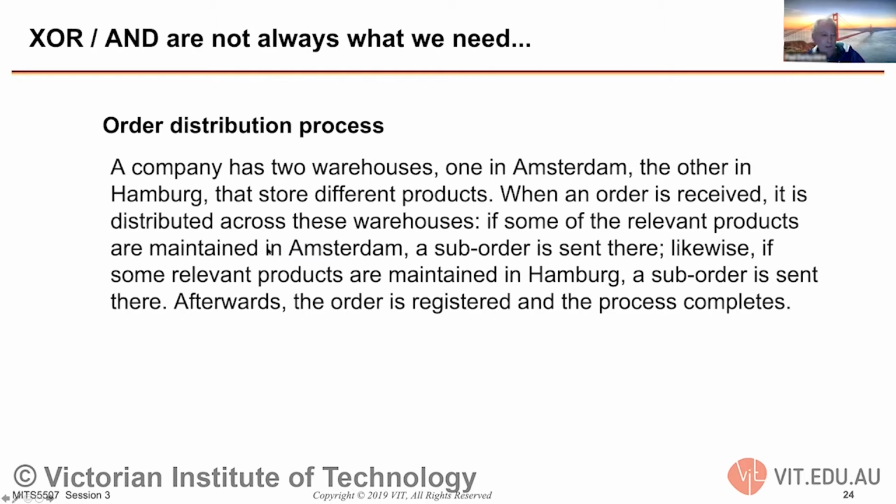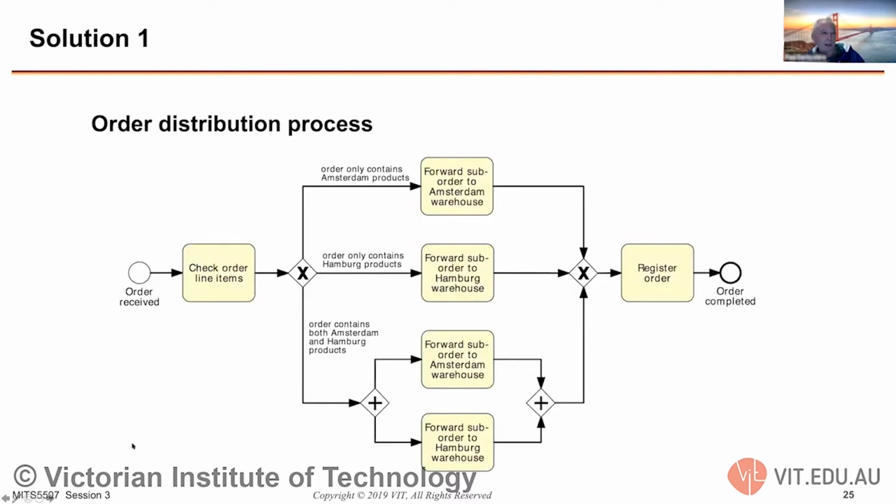If some of the relevant products are maintained in Amsterdam, a sub-order is sent there, and likewise, if some of the products are maintained in another warehouse, Hamburg, then for the relevant products maintained in Hamburg, a sub-order is sent to Hamburg. So afterwards, the order is registered and the process completes. Okay, how do we model that?